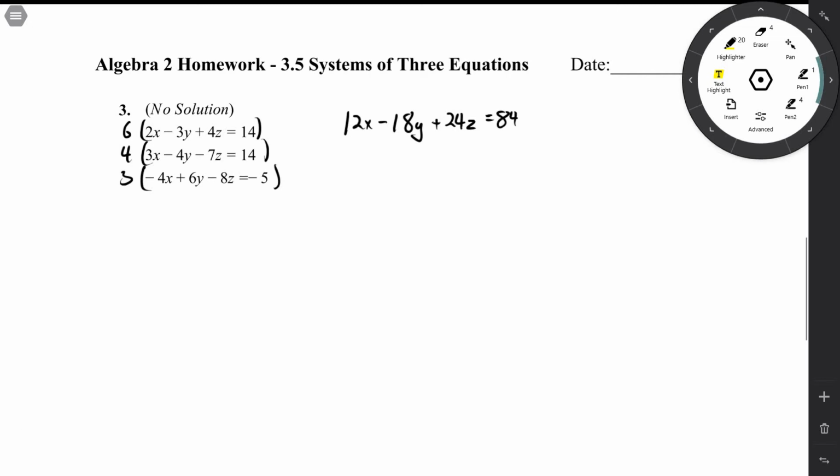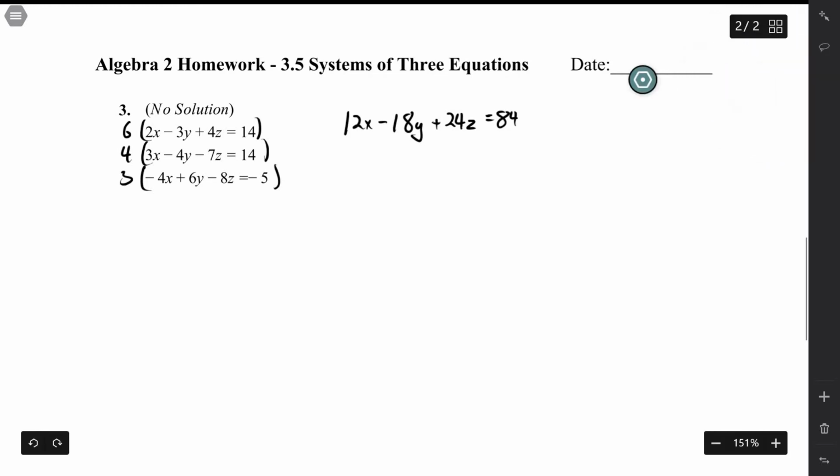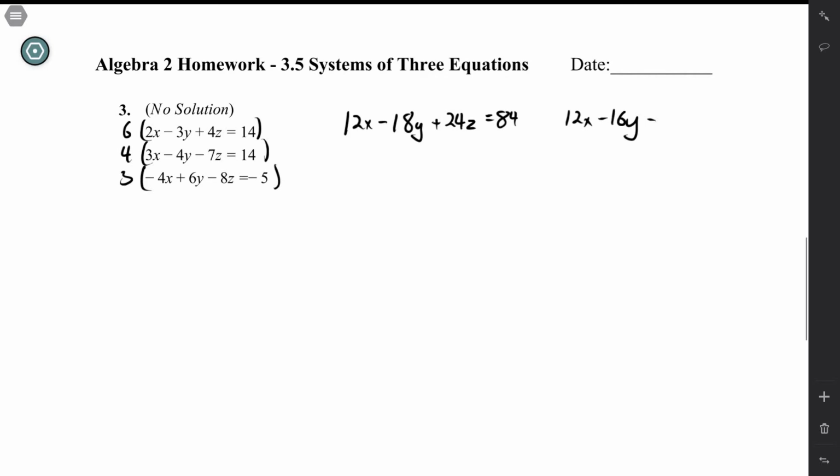This next one here, I'm going to write it again. I'm going to write it over on this side because this is what I'm going to add to the inverse equation. So we'll get, let's see, 12x there as well, just like we wanted, minus 16y minus 4 times 7 is 28, 28z equals 14 times 4 is 56.